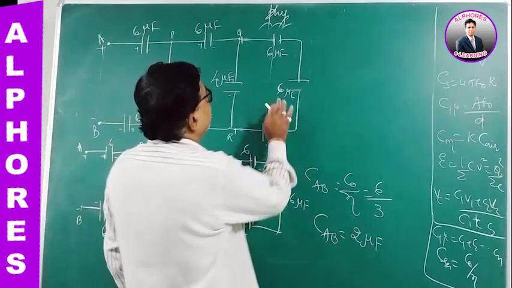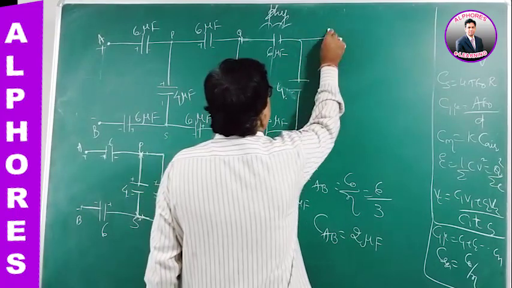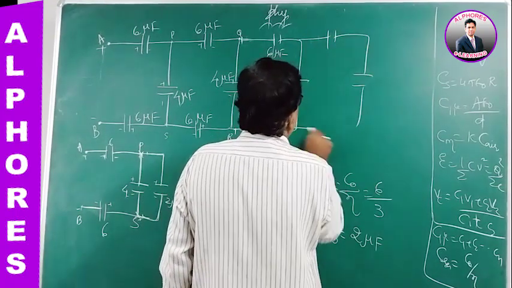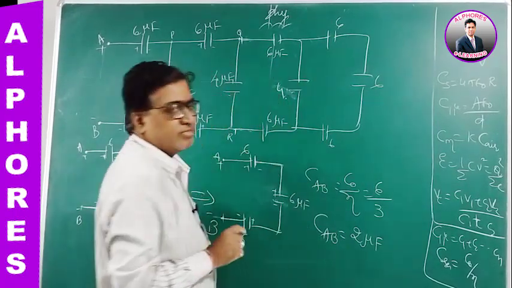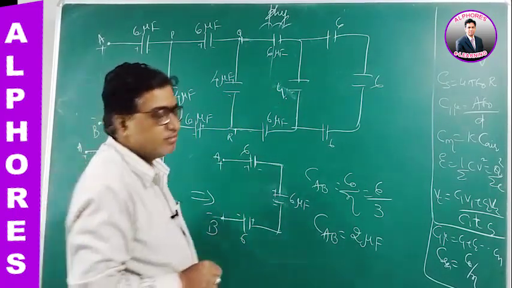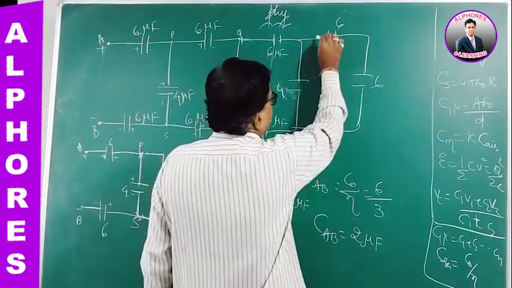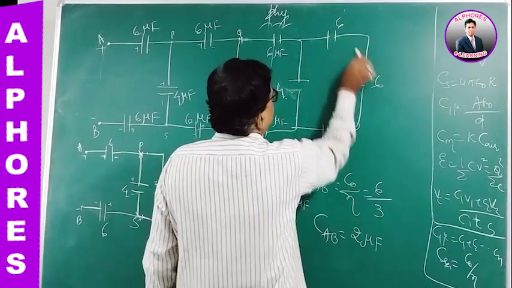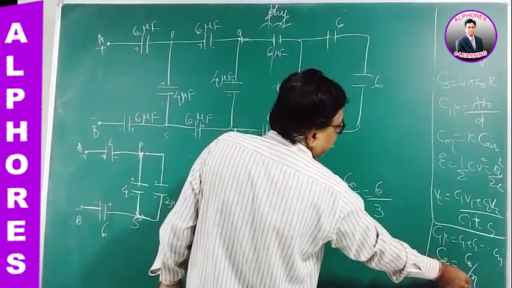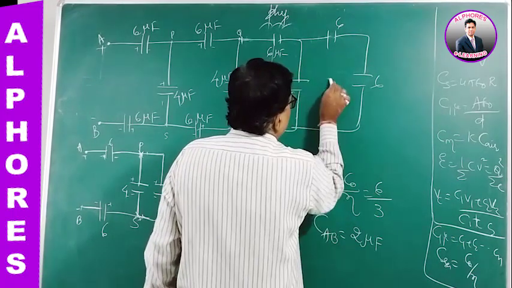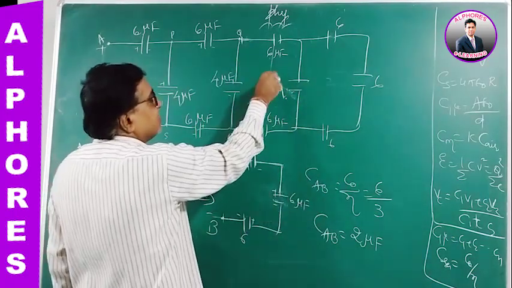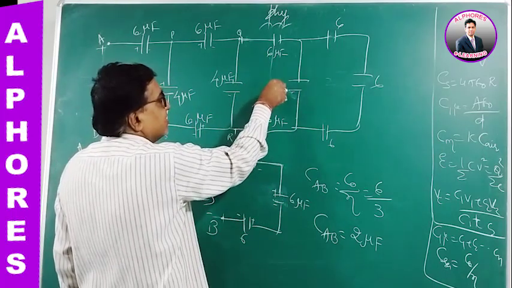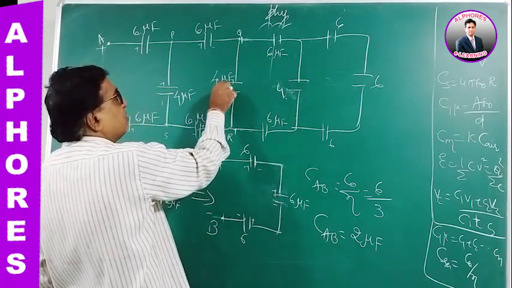Instead, suppose this is 4 and there is one more element like this, 6 and 6. Again you will get the answers. Because look here, all the 3 are in series, 6 in series. 6 by 3 is 2. These 3 together is 2. 2 and 4 will be 6. Again these 3 in series, 6 in series, it is 2. Again 4 plus 2, 6.